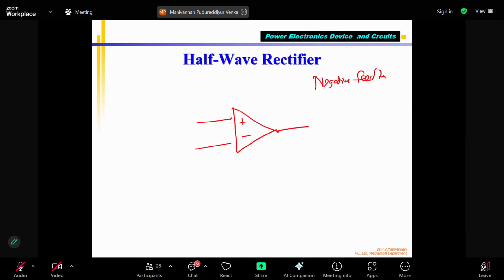There are two inputs. This is V plus. This is V minus. Then this is plus V supply and minus V supply. This is V out. From V out, we have to take one connection, and that is the feedback resistor, which will go to the negative terminal. One resistor should be there. Output, resistor RF.